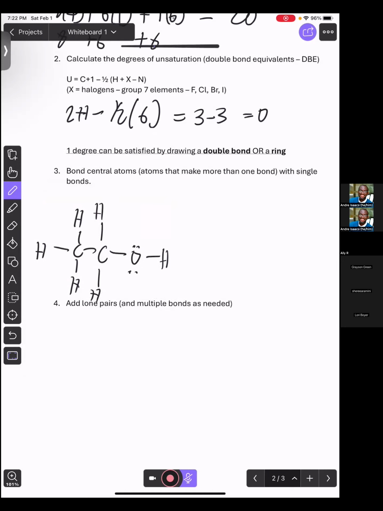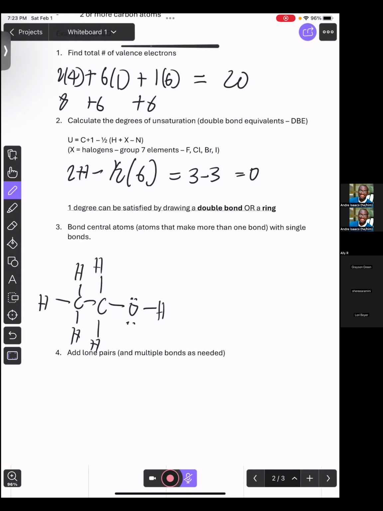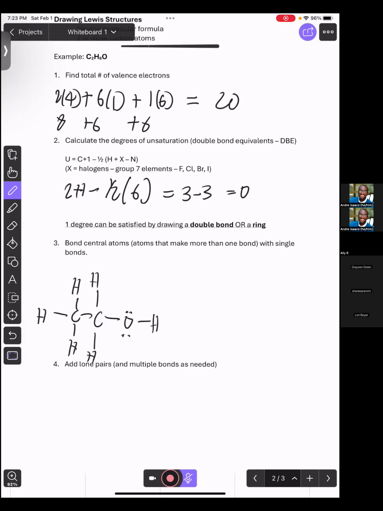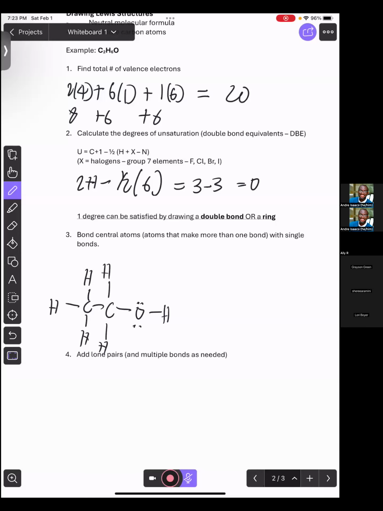Now, this is where my valence electrons come in. I counted up to 20 at the top. So can we count in this Lewis structure and convince ourselves that we actually had 20 in this molecule?